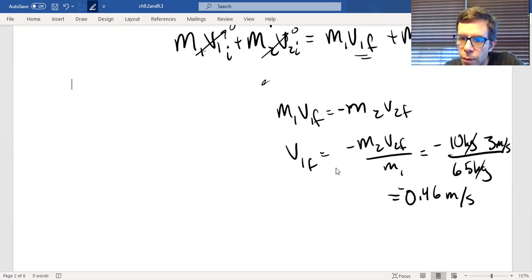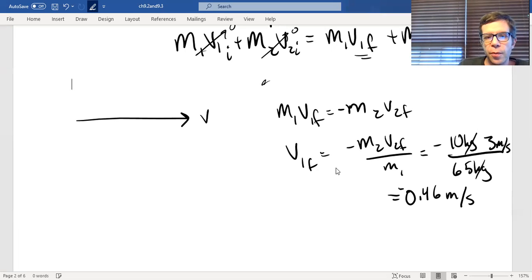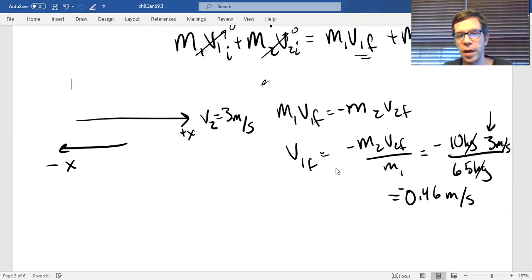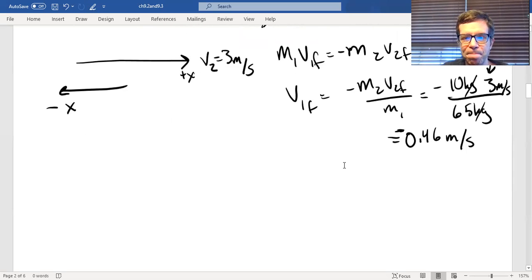And I also lost my negative, right, because we know it's in the opposite direction. If we define to the right as the positive direction, which we did inherently when we called this 3 meters per second, then the recoil velocity in the opposite direction has to be in the minus x direction, right? So that's why we get a negative value here. And that makes sense if it adds up to 0, right?